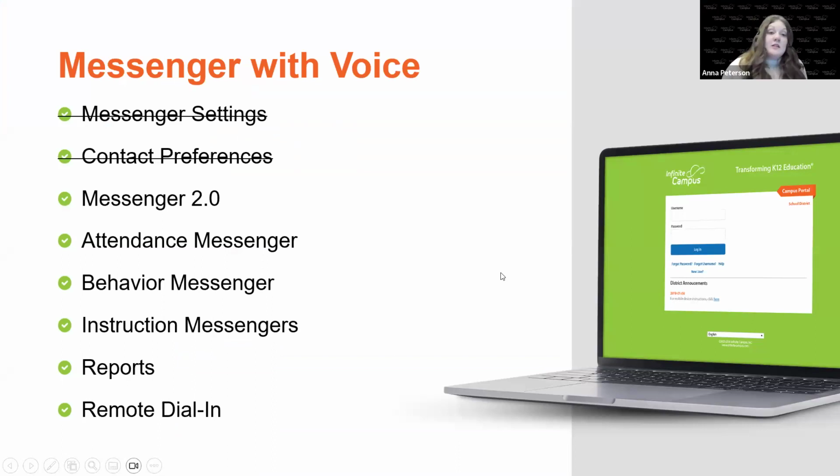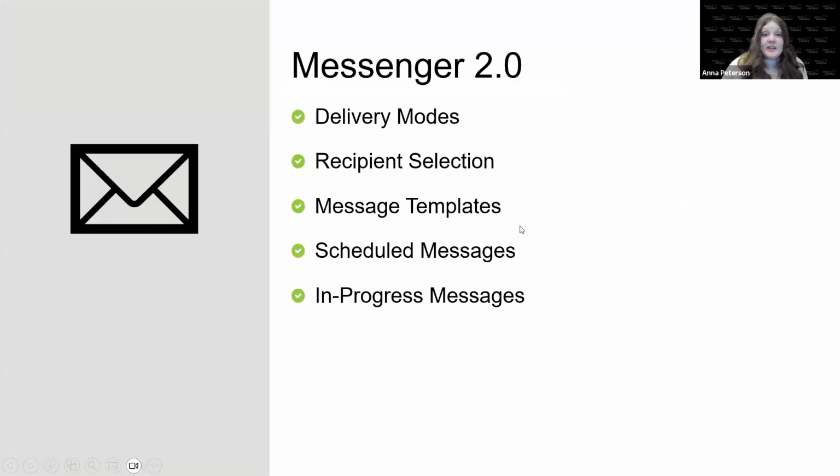So that is the basic functionality of Messenger 2.0. Just to recap, we talked about the different modes, how we can deliver those messages, recipient selection, so narrowing down that list of who those messages get sent to. We talked about templates, as well as scheduled and in progress messages.